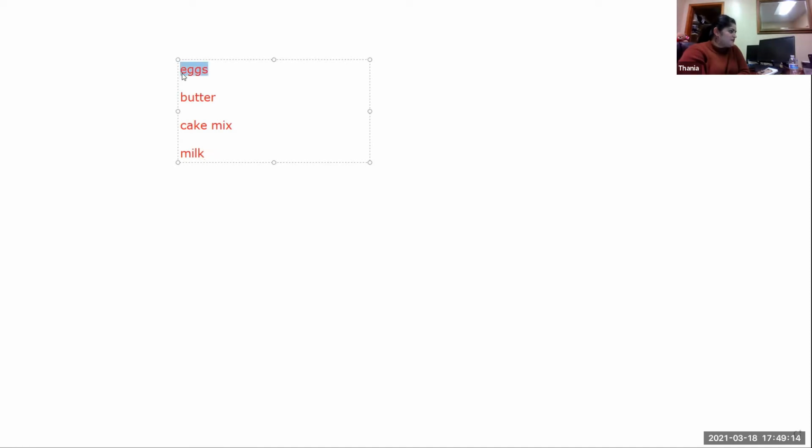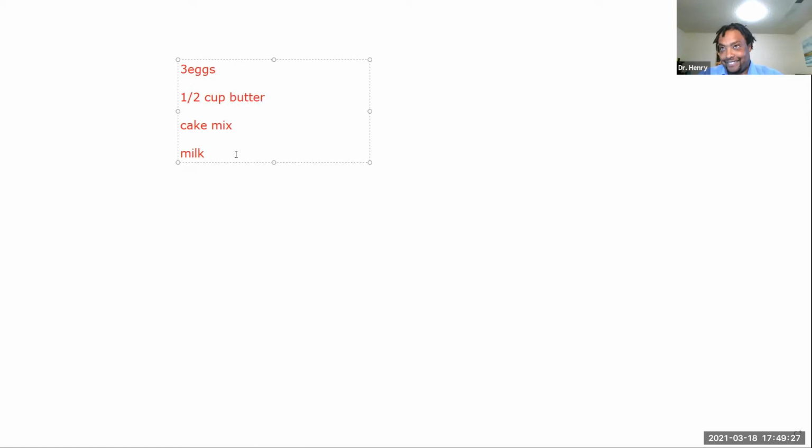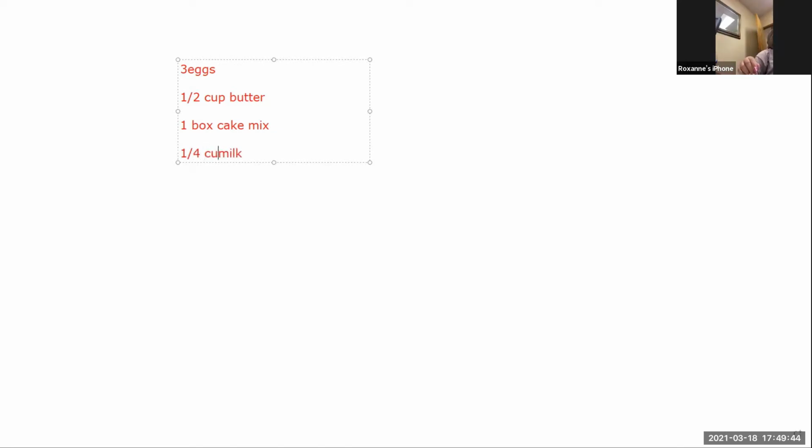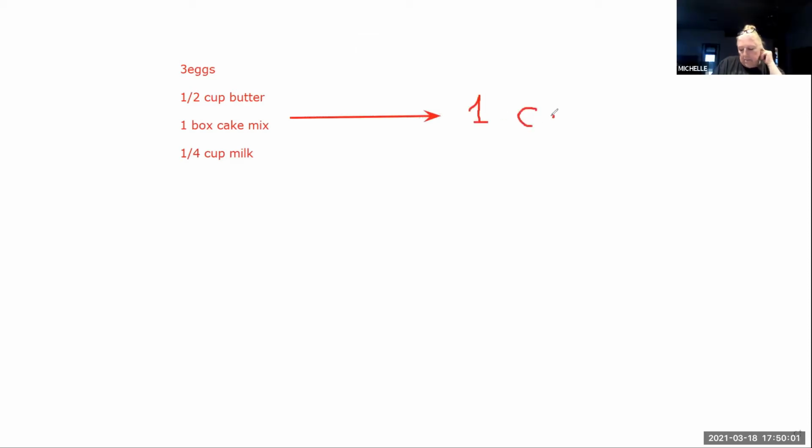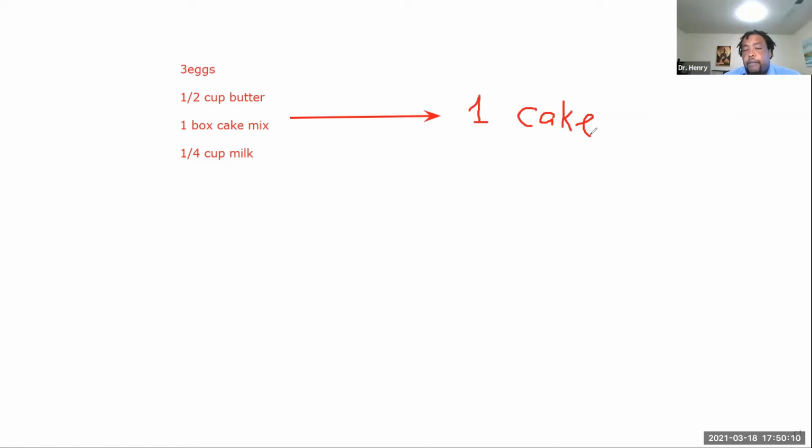How many eggs do you use? 3. How much butter? Half a cup. A stick of butter, right? I like half a cup. So a box of cake mix, and then how much milk? Like a quarter cup. Okay. Now, this is going to yield 1 cake. Is that right? Is that true, or am I making it up? Correct.